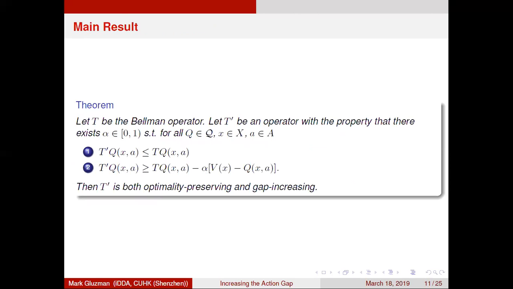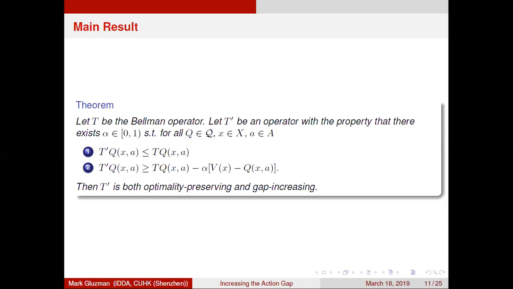So now I will state the main result. This is the theorem. Let T be the standard Bellman operator, and let T prime be an operator that has the following two properties. One, for any iteration, the Bellman operator applied to any Q factor will be greater than T prime Q. On the other hand, we can subtract some amount, alpha times (V(x) minus Q(x,a)), where alpha is between 0 and 1, and in this case T prime Q will be greater than this difference. Then the statement of the theorem is that T prime is both optimality preserving and gap increasing.